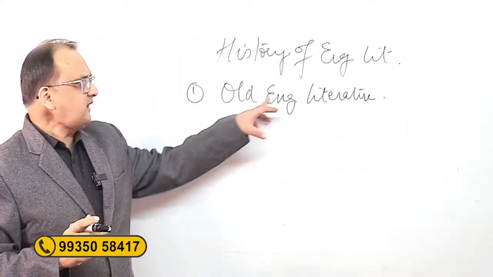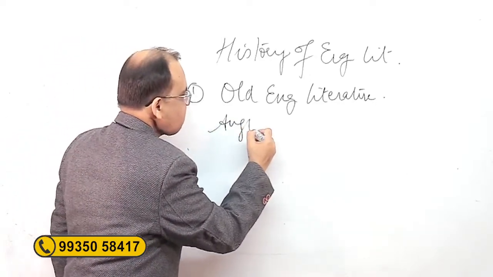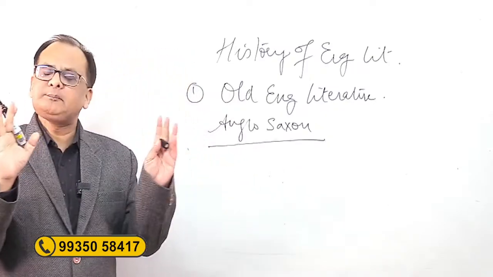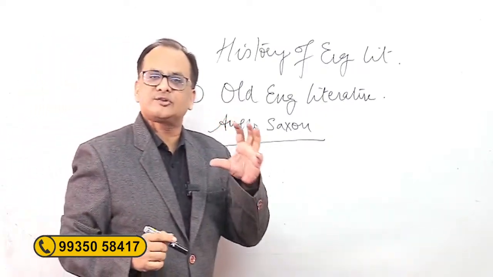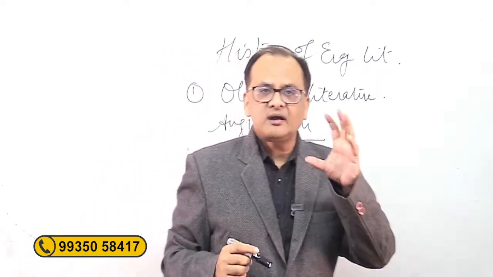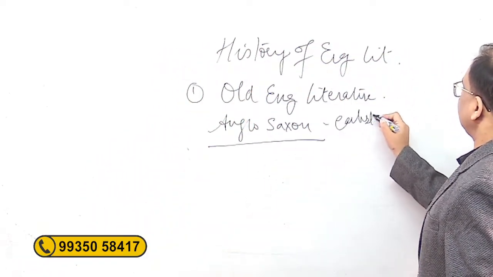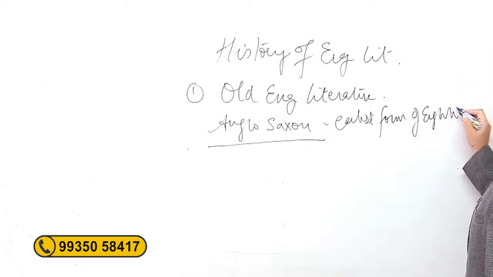Students, the Old English language, or you may say the Anglo-Saxon. Understand, very simple, I am going to make you understand. The Old English language or Anglo-Saxon, it is the earliest form of English. What is this? It is the earliest form of English.